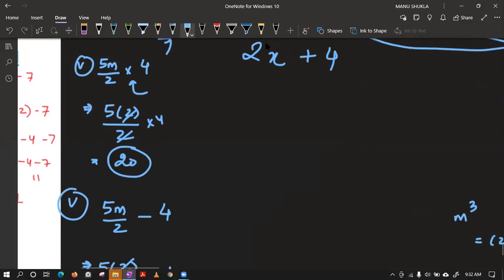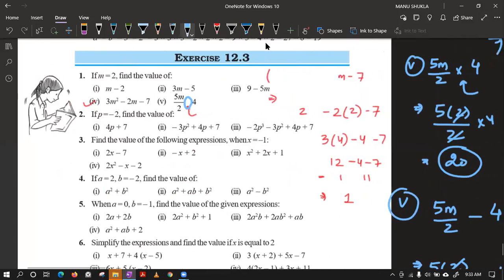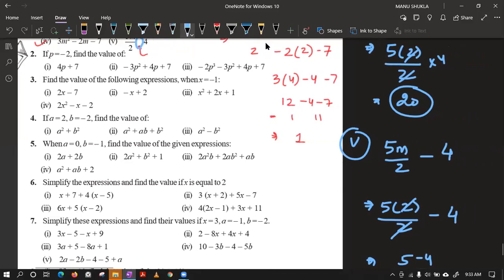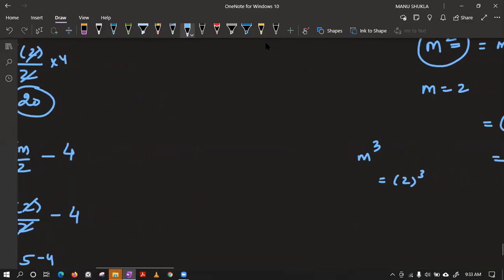Now, let us take the next part. If p equal to minus 2, then find the value of. Anyone in question number 2, which part you want me to try? Please tell. Okay, Mokshita, leave it. You want me to try the last part? Okay. Then the third part I will try. It is given to us that p equal to minus 2.